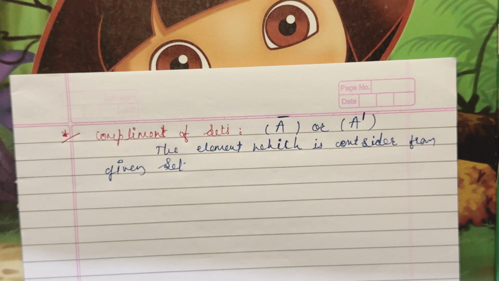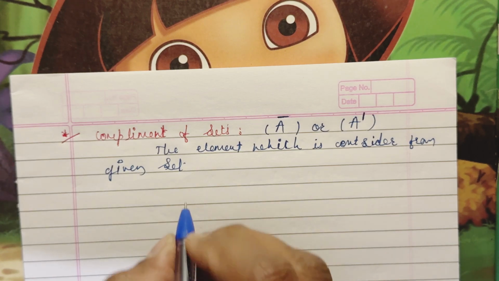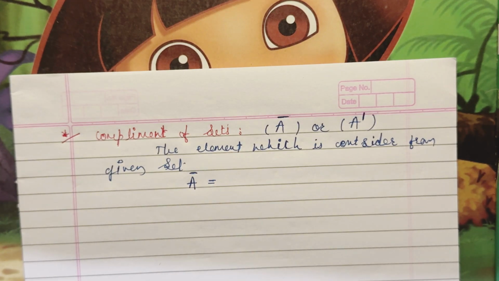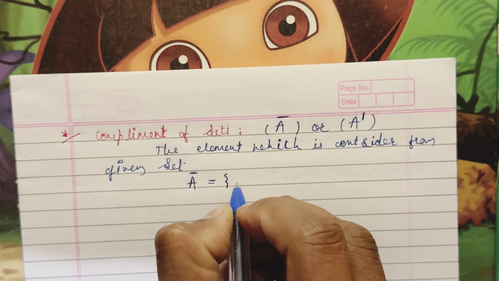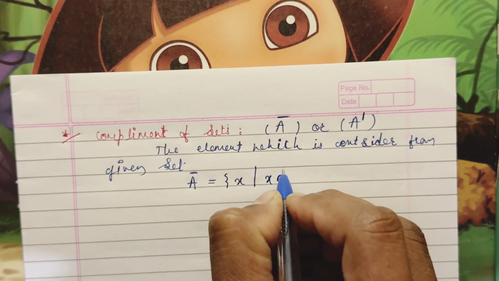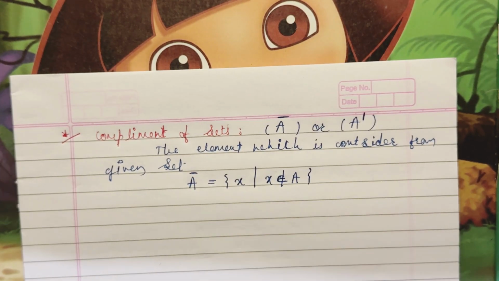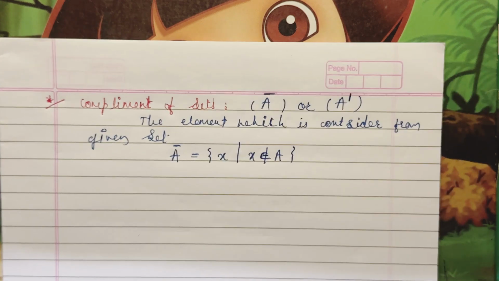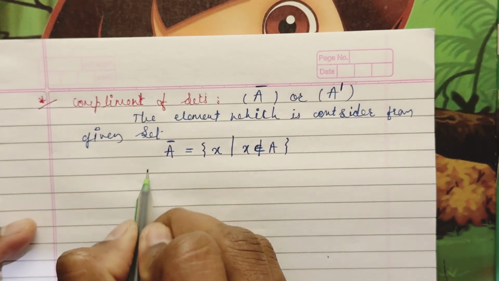And in mathematical way we denote the complement as {x such that x does not belong to set A}. This is the complement of a given set. Yes, so let me draw a Venn diagram, so that you can easily understand the meaning of the complement of the set.